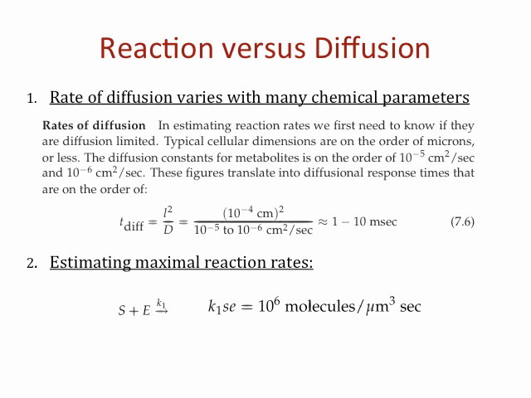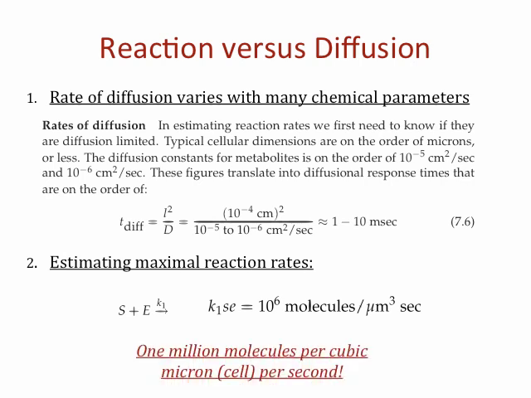And if you plug in the numbers, you find out that you would expect the highest fluxes in metabolism to be on the order of 1 million molecules converted per cubic micron. That's roughly a cell per second. And that is not a very big number.